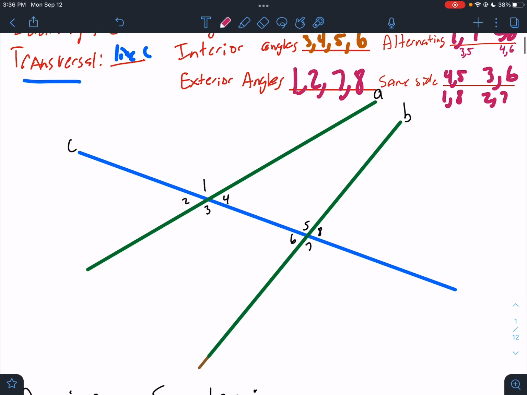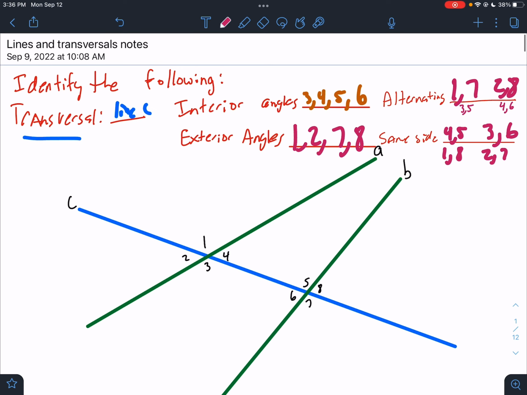All right, so the naming system is we're going to mix and match. And I should have written this in a different order, but those are my 4 choices. I'm one of these two. I'm either interior or exterior. I'm one of those two. I'm either alternating or same side. And so that's how we name things.